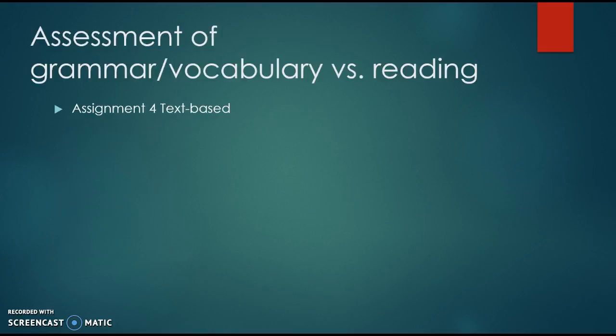Okay, and this is not connected to the reading chapter, but also the next reading, with the idea that should grammar and vocabulary be assessed within the skills like reading, speaking. The next assignment, assignment 4, is text-based. So you're going to decide how you do any text-based reading, right? Whatever way that you want to do it, thinking about grammar and vocabulary.